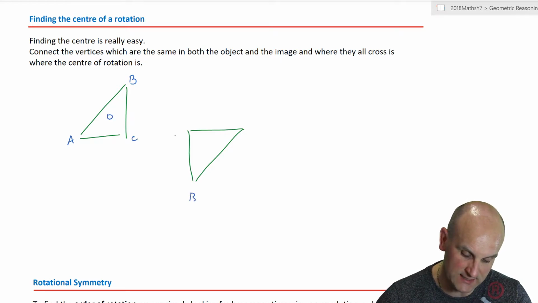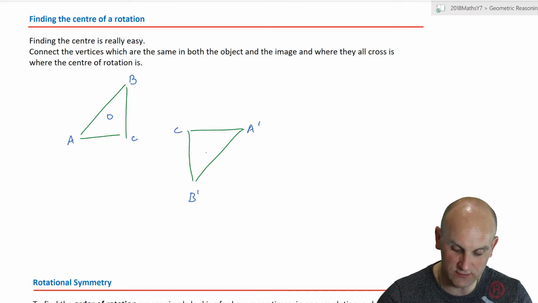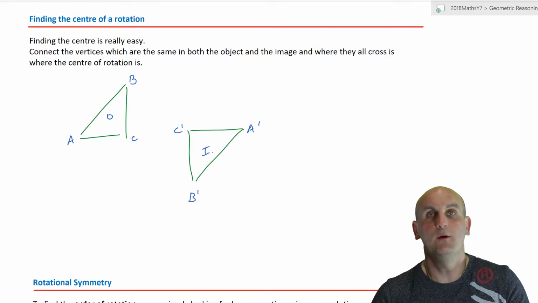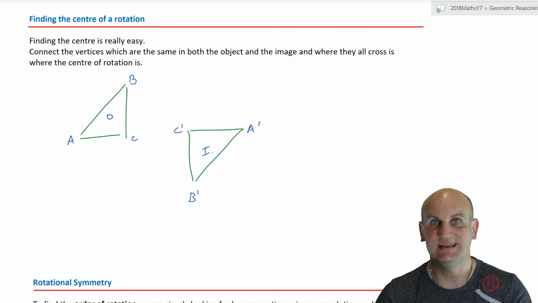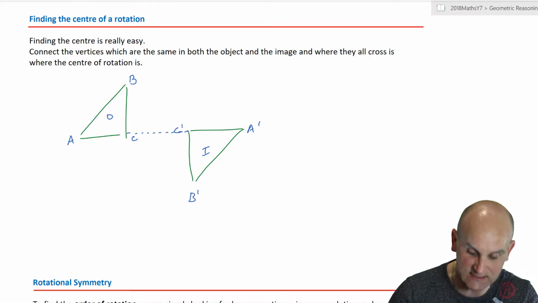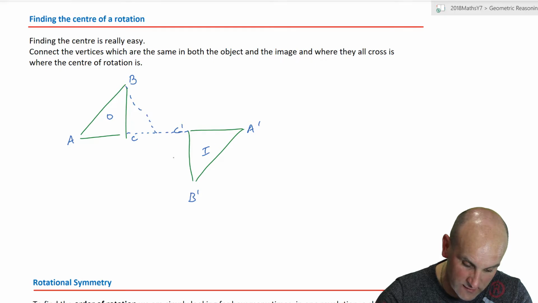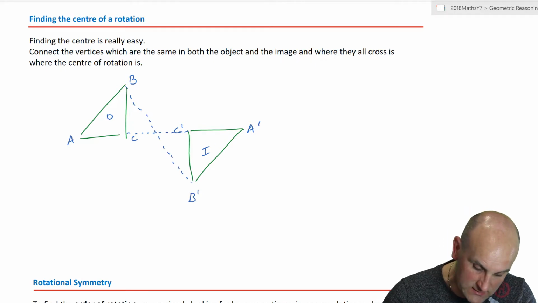So this is B, C, and A, all right? And we've got to put the dashes on to show that that's my image. Then the way to do this is actually connect each of the like points together. So what I'm going to do is point C, or vertex C, I'm going to connect to vertex C. Vertex B, I'm going to connect to vertex B. And vertex A, I'm going to connect to vertex A.